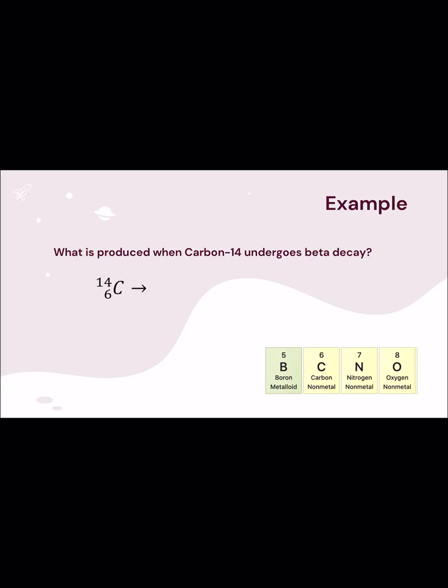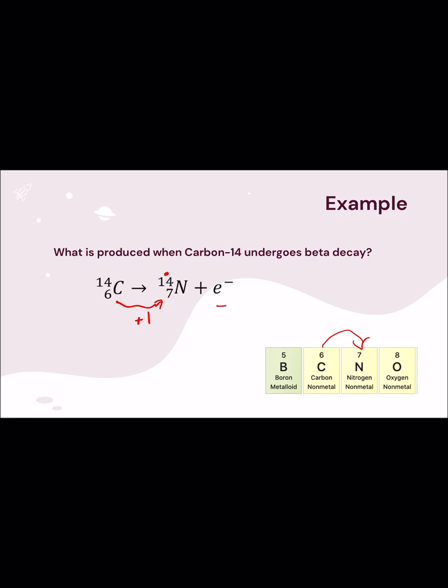We can see the carbon is then going to become nitrogen. So nitrogen-14, because the mass number is not going to change. The atomic number increases by 1. And then you also include the electron that's added on.